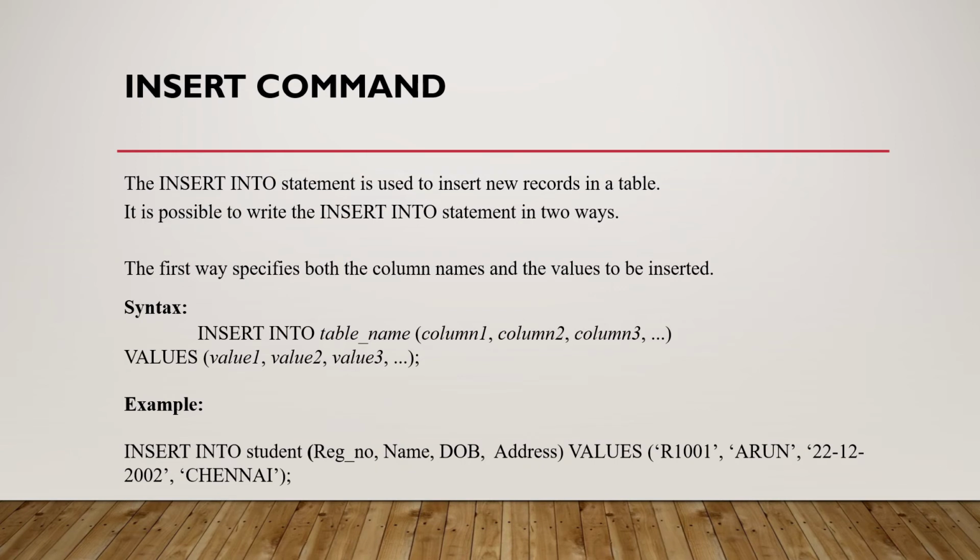R1001 is the register number which is given in single quotes because register number is a varchar data type, so it should be mentioned within the single quotes, and name is also a varchar data type, so it should be given in the single quotes, and date of birth and address Chennai are also varchar data types, so they should be given in the single quotes. After this command, a new record is inserted into the student table with these values.